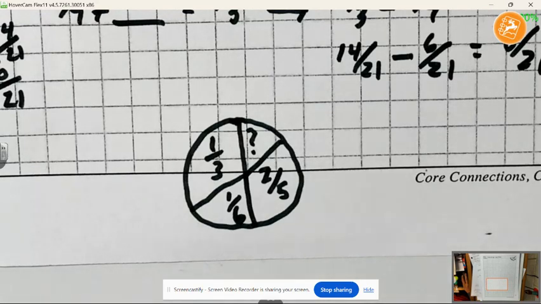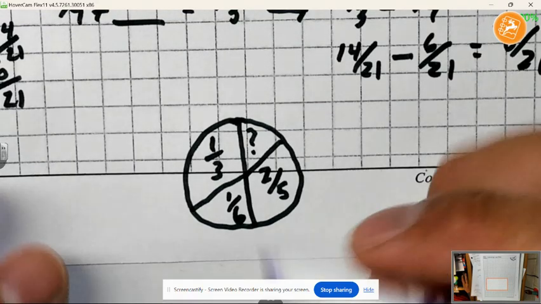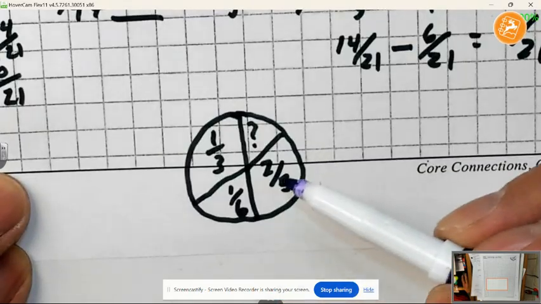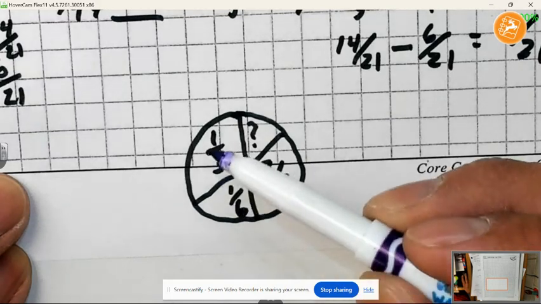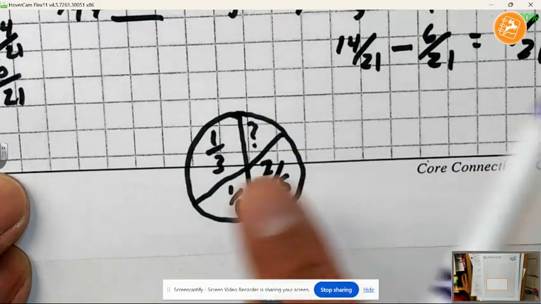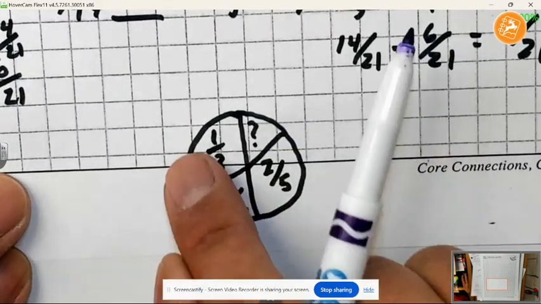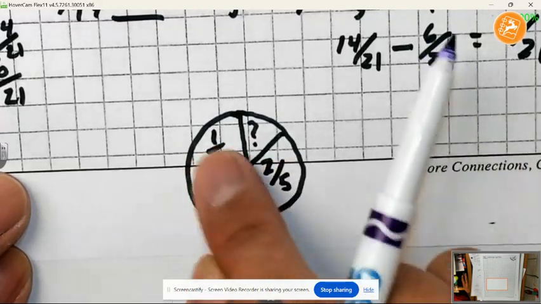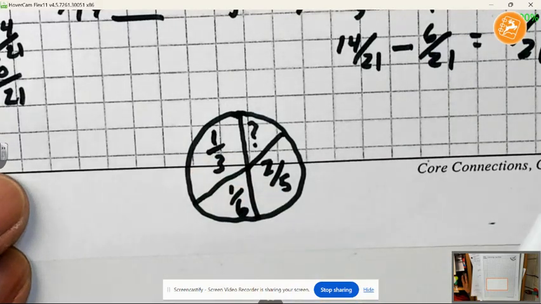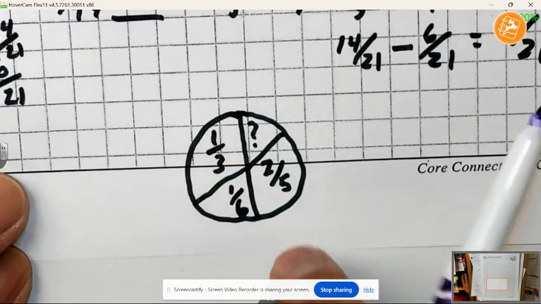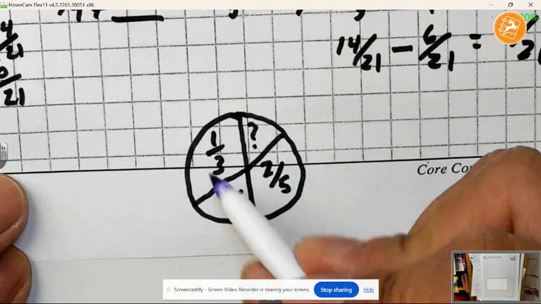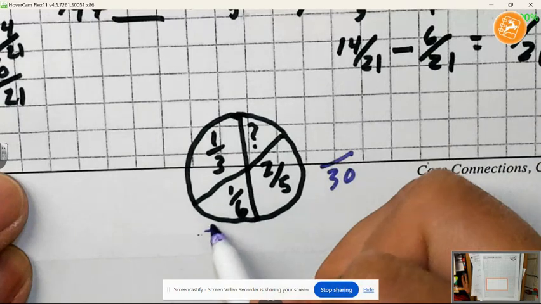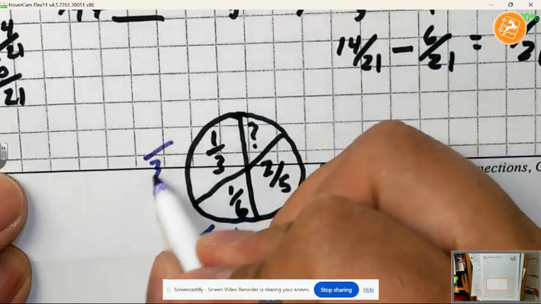All right, so if you had enough time to work on this, now we know that the entire spinner is going to be 100%. So if we can take away these from 100%, we can find out what is missing. Okay, so let's first find out what's not missing. We have 2/5, 1/6, and 1/3. And we need to find out what this adds up to. Now the only way we can add them is to find a common denominator. So the common denominator between 6, 5, and 3 is 30.